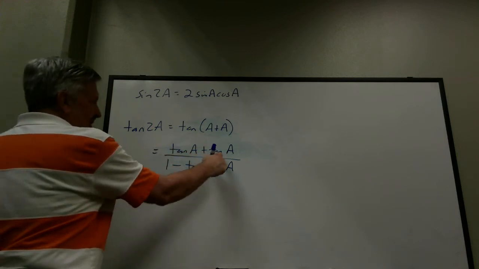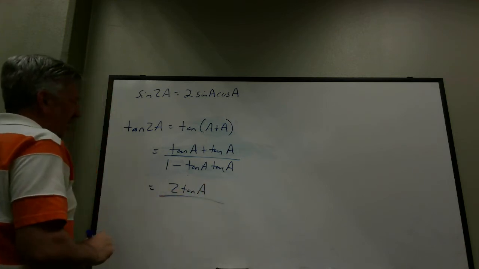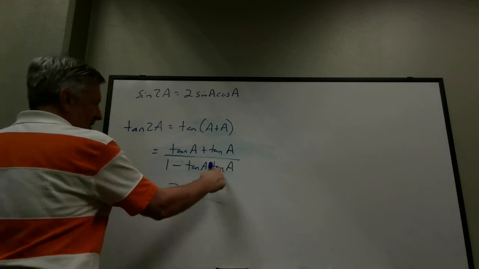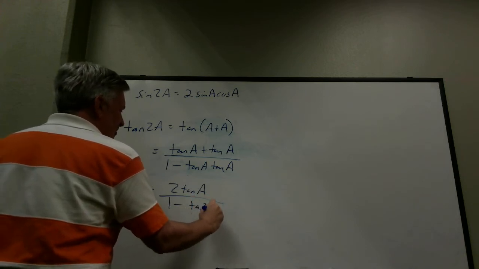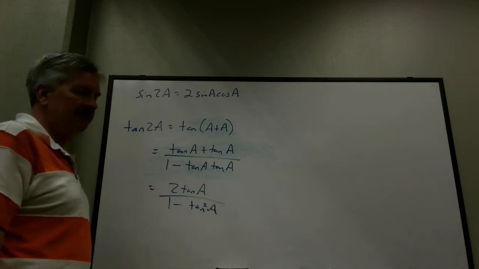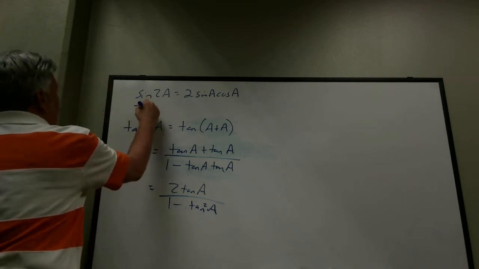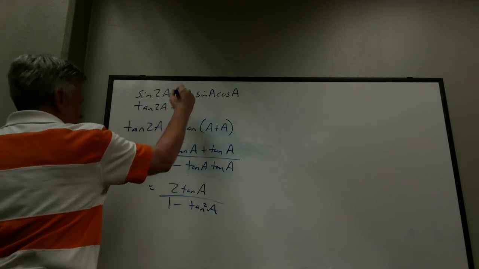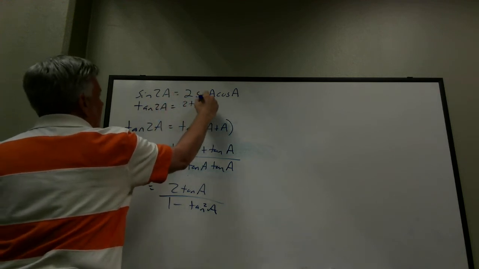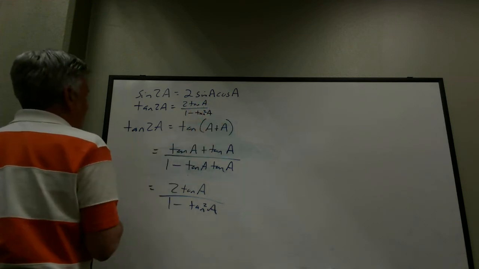Well, tangent a plus tangent a is 2 tangent a. And tangent a times tangent a is tangent squared a. And that's the formula given in this section. Okay, so no problem. Let me write that one up here so we can see it. Tan of 2a is 2 tan a over 1 minus tan squared a.